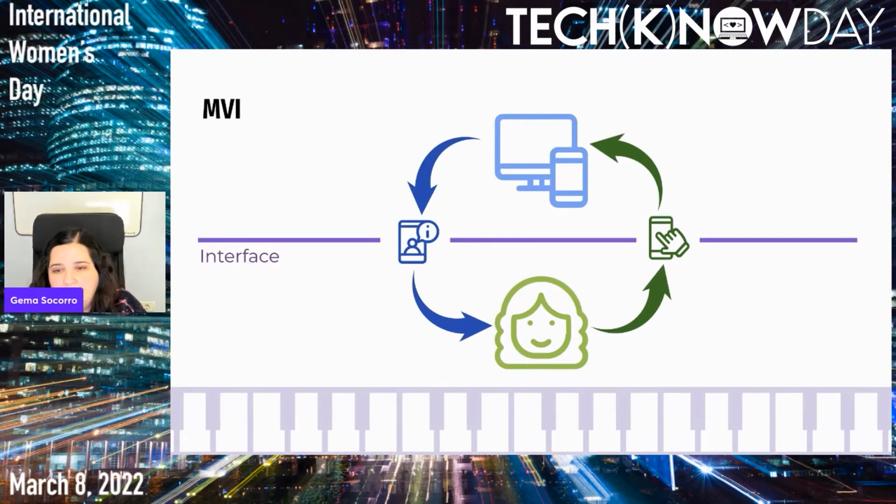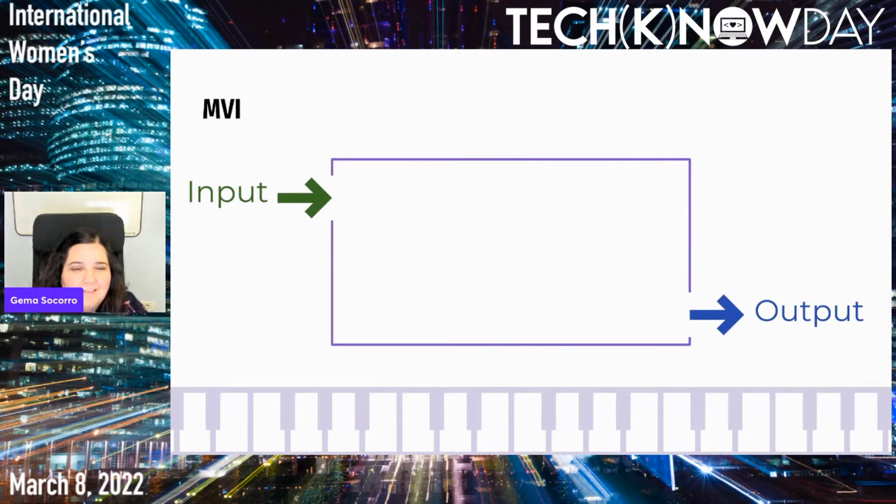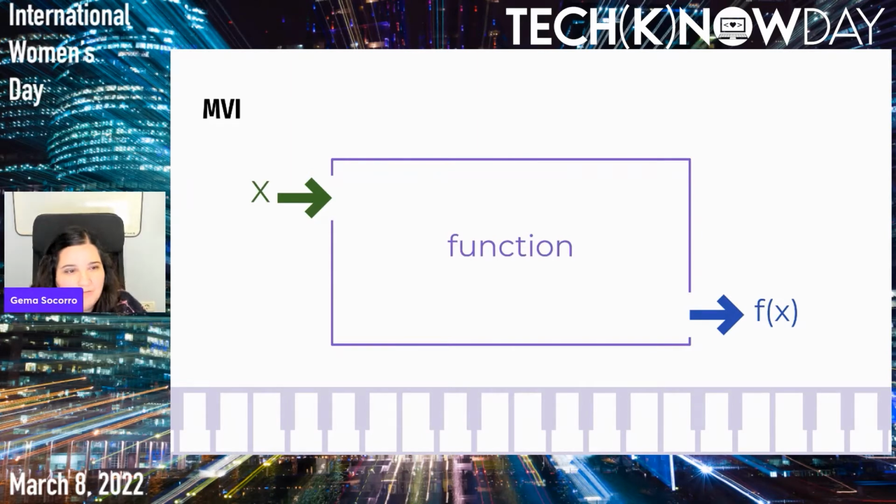So this is done via an interface. In our case, we use the tap or the UI events that we generate. And in the case of the computer or the phone, it will use the screen to reflect those changes. So we can say that we create some inputs that are processed, and then we get some kind of output. And this looks pretty similar to something that we already know and use every day in our lives, which is a function. So we are doing something, we have a variable that we are changing, then something happens, and then we have a new state, a new result.